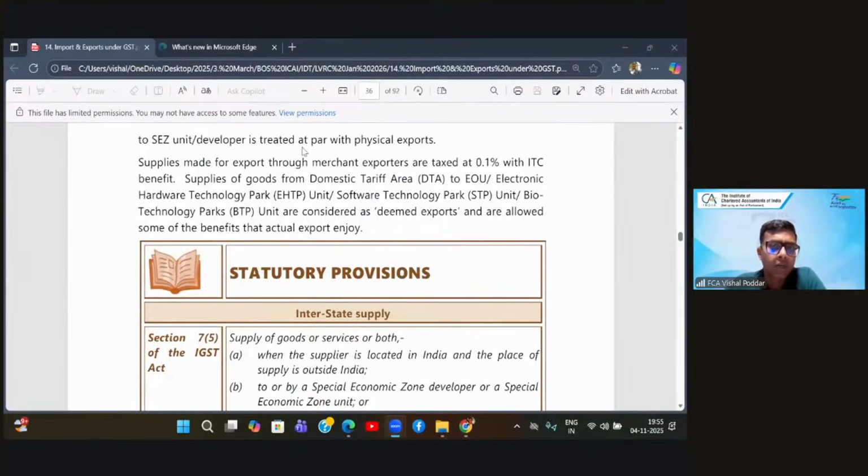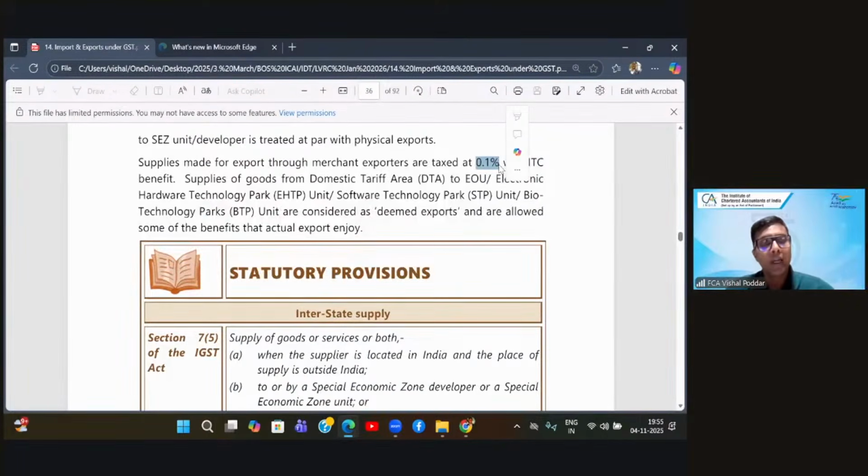But before that, there is one important provision, which is the 0.1% tax rate. Now here there is a wrong notion. What is a wrong notion? I'll explain that, because we'll discuss that point also when we come to that point later, which is deemed exports.